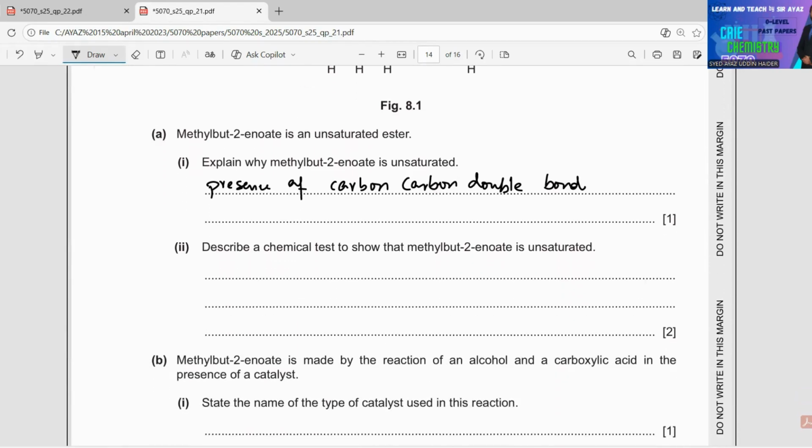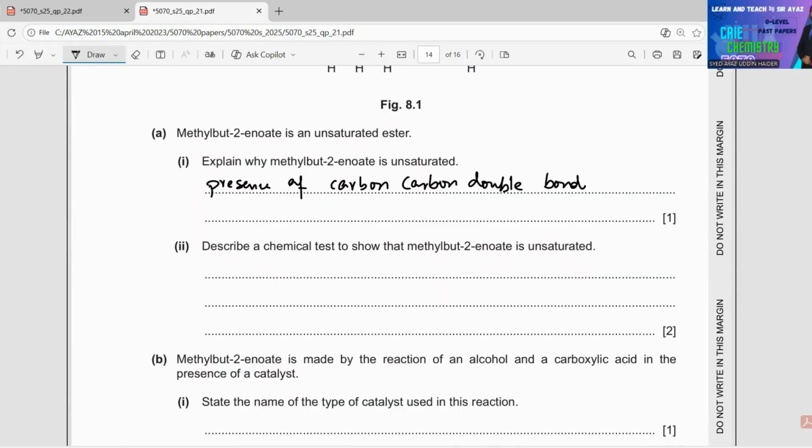Part 2. Describe a chemical test to show that methyl but-2-enoate is unsaturated. You know the chemical test that is used in your syllabus. It's aqueous bromine. And for the result, aqueous bromine is orange, so it will turn colorless if a double bond is present. So orange to colorless.